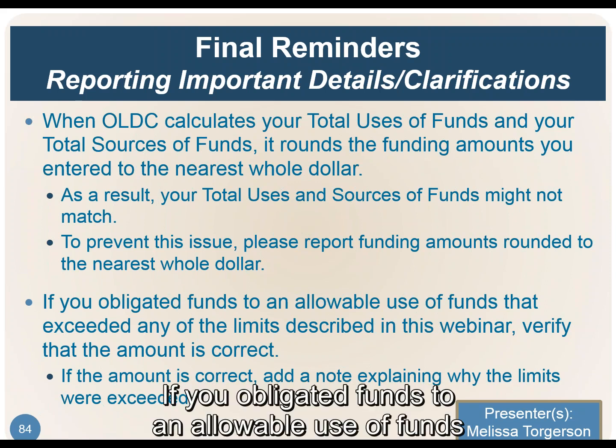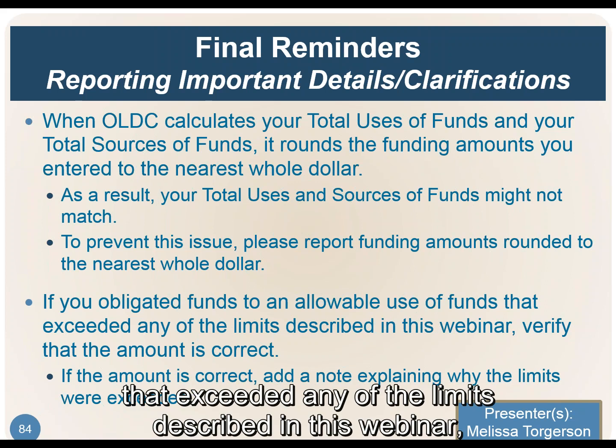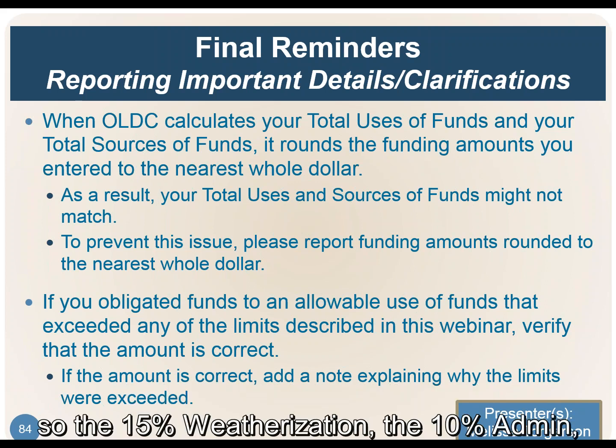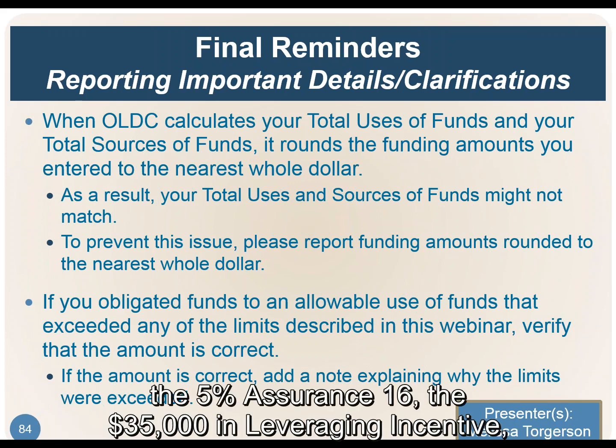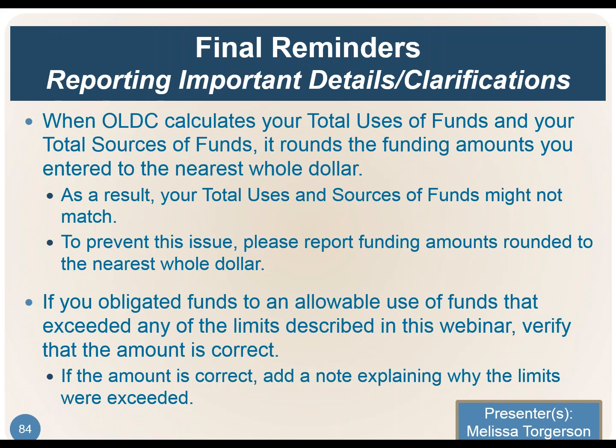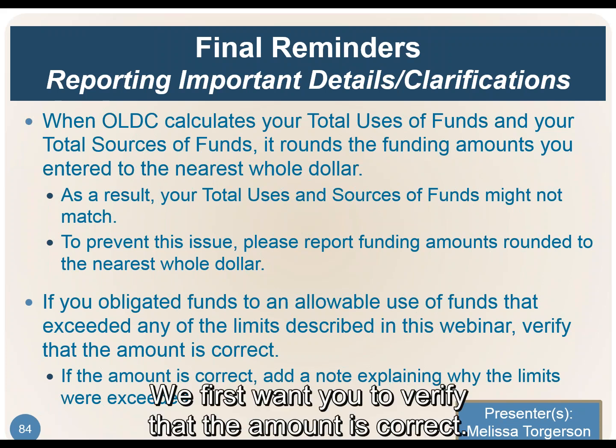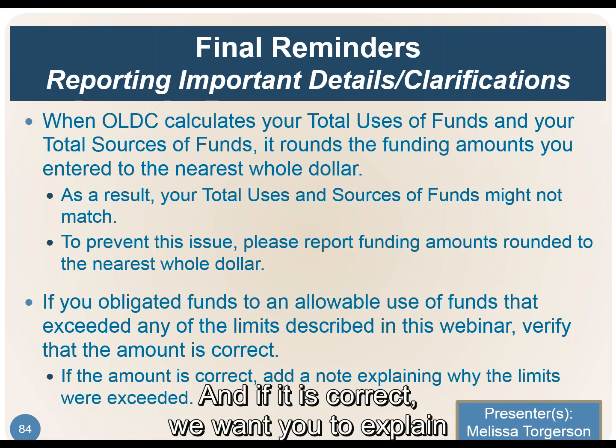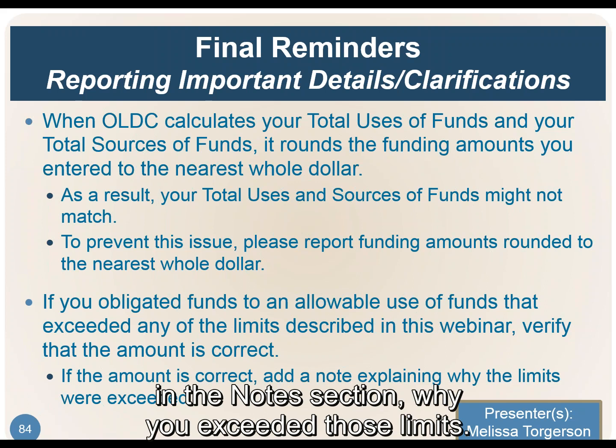If you obligated funds to an allowable use of funds that exceeded any of the limits described in this webinar, so the 15% weatherization, the 10% admin, the 5% assurance 16, the $35,000 in leveraging incentive, any of those, we first want you to verify that the amount is correct. And if it is correct, we want you to explain in the notes section why you exceeded those limits.